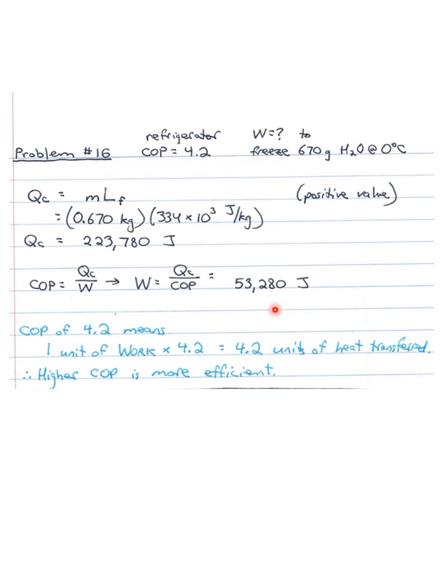So in order to extract those 223,780 joules of heat from the water, the motor needs to do 53,280 joules of work. And I've written here in blue a way of thinking about a coefficient of performance of 4.2. It means that for every joule of work, you need to do 4.2 joules of heat that's transferred. And a higher coefficient of performance is more efficient.